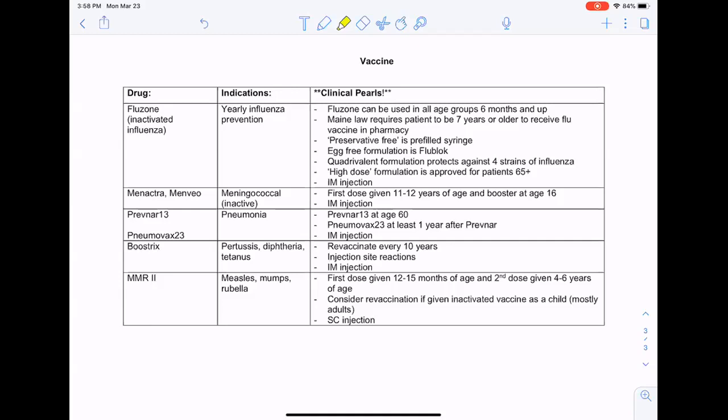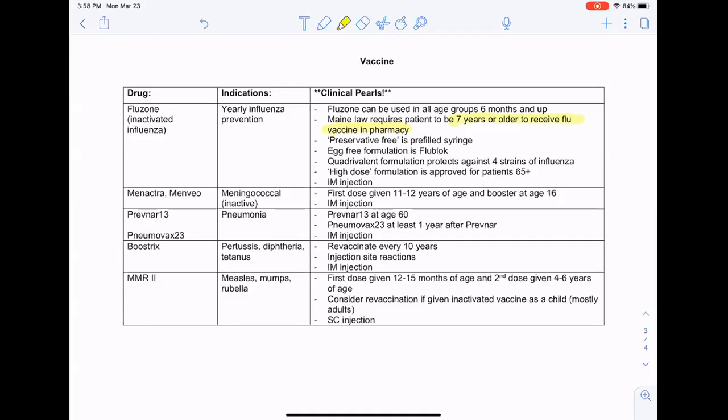So that is important to know, is that you have to be 7 or older to receive your flu vaccine in the pharmacy. And then it gets even trickier because some patients have different insurances that require the kid to be a certain age in order to get the vaccine in the pharmacy. Otherwise, they won't cover it.